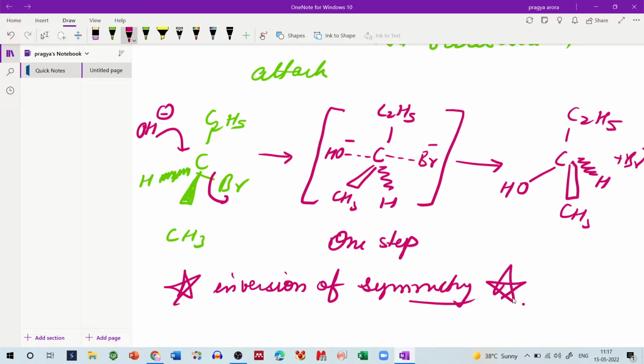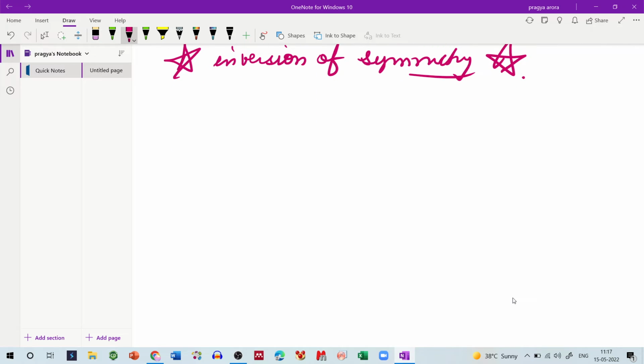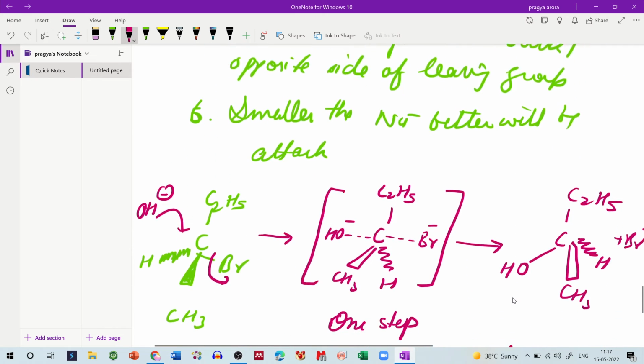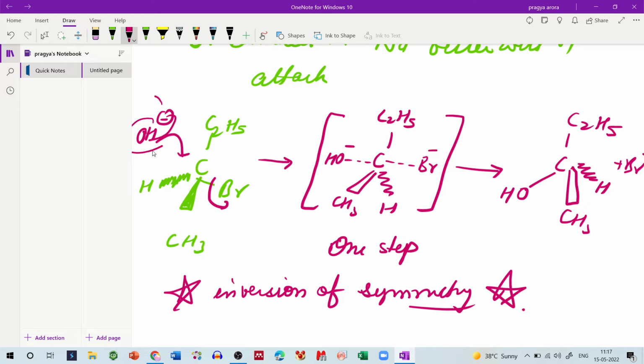So what you understand from this nucleophilic substitution reaction is that it is a single-step reaction. As you can say, only one step happened. The rate depends upon both the nucleophile and the alkyl halide that you used, and no intermediate is formed. The reaction proceeds through one sp3d transition state.